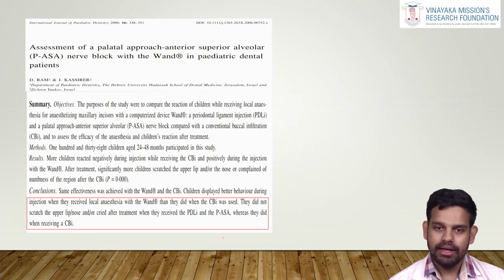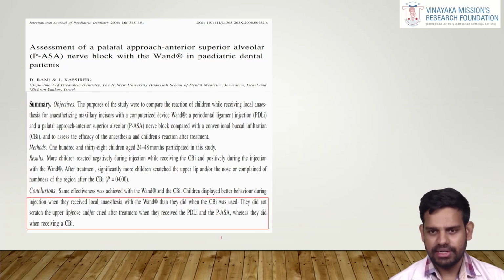So the conventional buccal infiltration technique was less effective when compared to the periodontal ligament injection using the VAND. VAND injection is nothing but a computerized device to inject the local anesthetic solution. So it was much more effective when a computerized device like VAND was used as a periodontal ligament injection compared to the conventional buccal infiltration technique. The children presented with much more compatibility and fewer side effects like scratching over the upper lip, nose, or crying during the procedure or after receiving the injection.